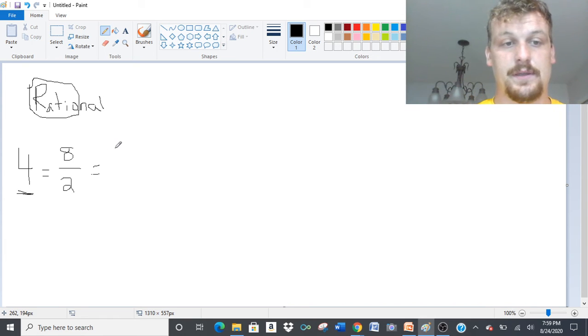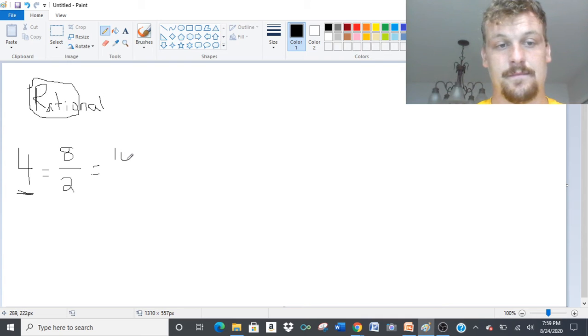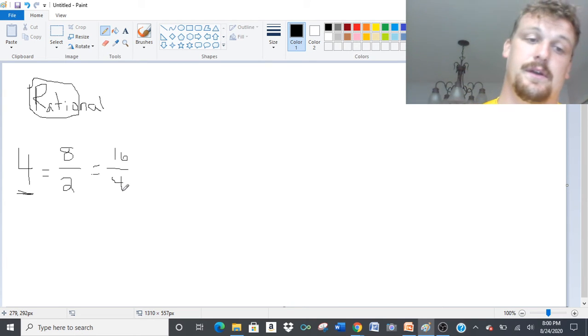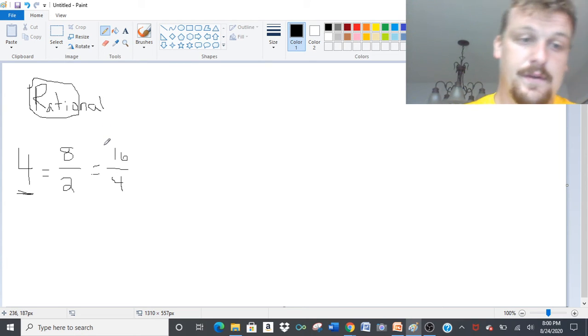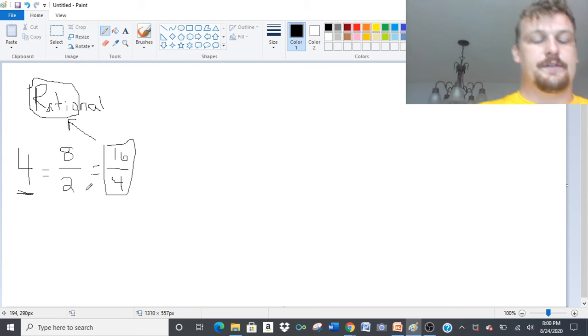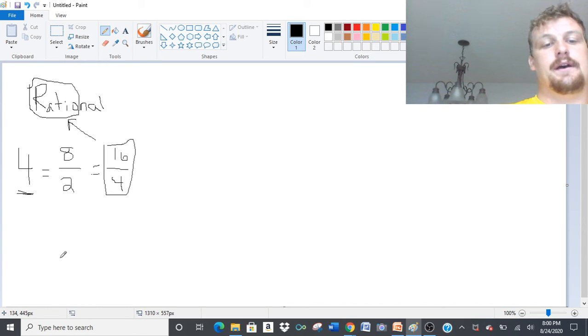Another one would be 16 divided by 4, because 16 divided by 4 equals 4. And this is also basically a fraction or a ratio. So thinking of another example, let's do 10.